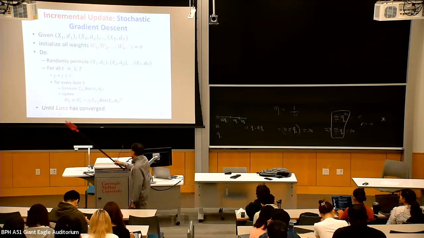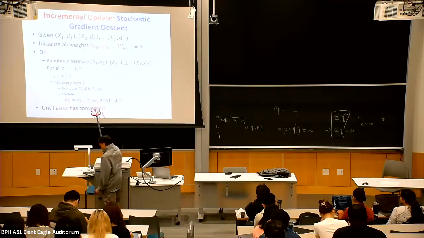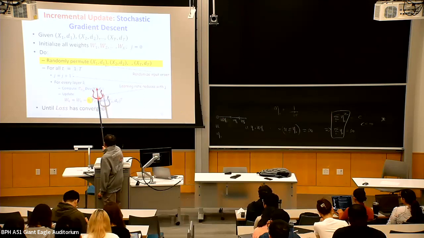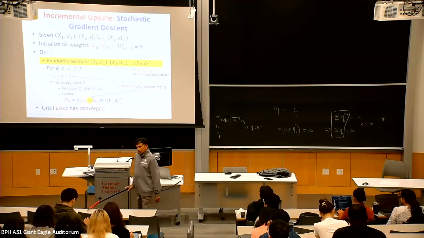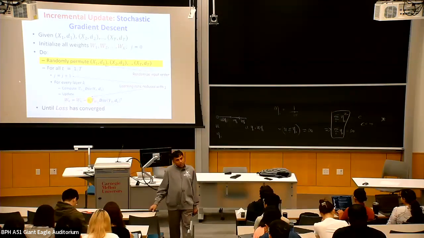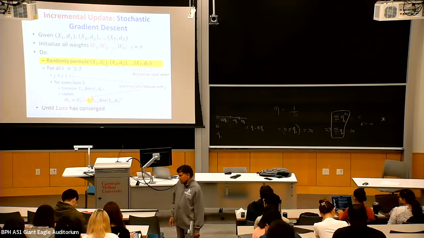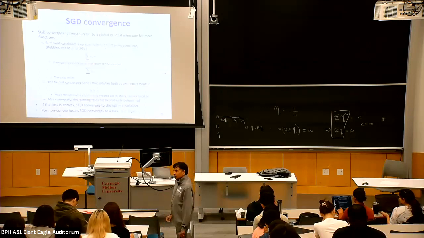And yeah, so this is the updated pseudocode, which says that the learning rate now is actually changing as a function of iterations. It keeps reducing. You still need to permute your input, of course. And the condition on the learning rate is this.